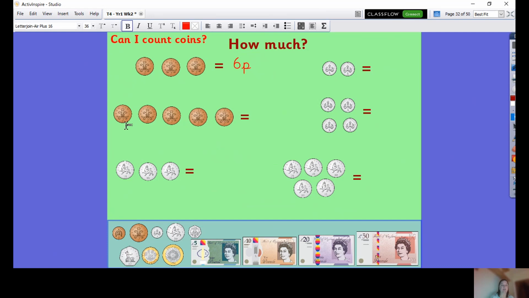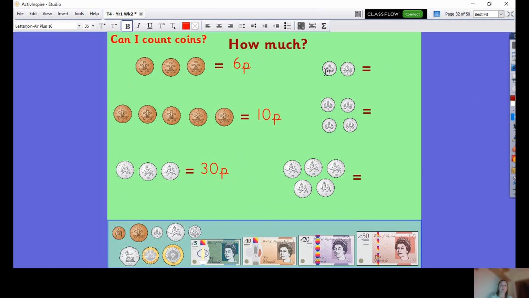Okay, let's have a look here then. So again, going to count in 2s. 2, 4, 6, 8, 10 pence. Okay, this time, if you remember, these are all 10ps. I'm going to count in 10s. 10, 20, 30. Well done.